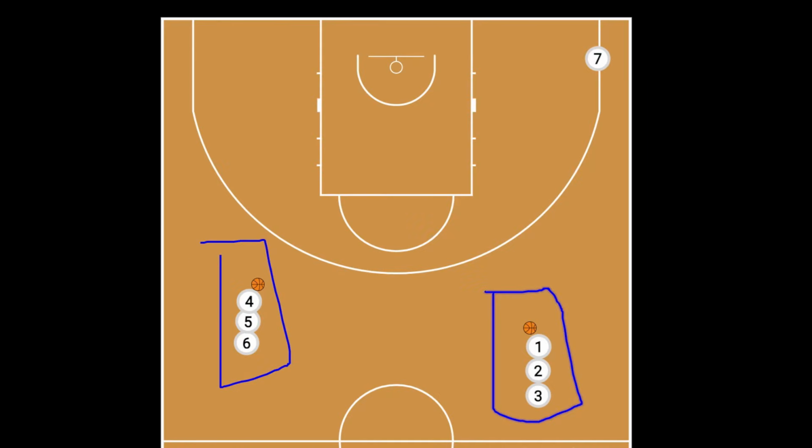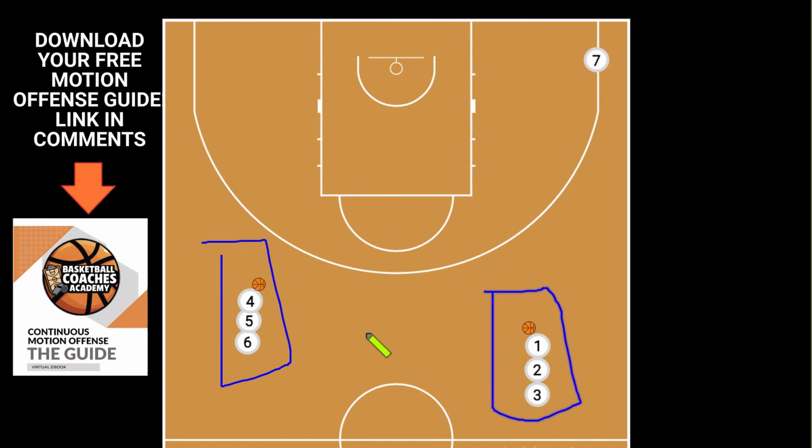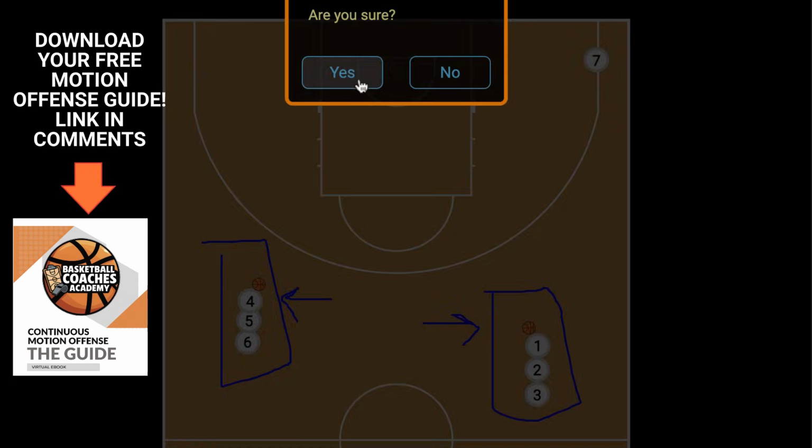Okay, so for this basketball drill, we're going to have 2 lines above the 3-point line. Each line can have 2 to 3 athletes. We want the basketballs in both of these lines. So as we can see, we have a line here on the right side, and a line here on the left side.